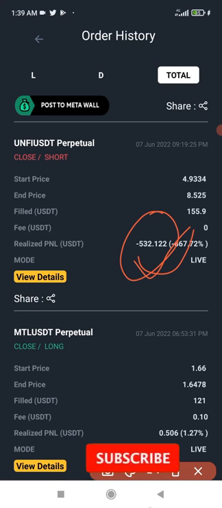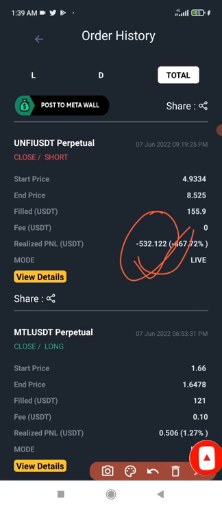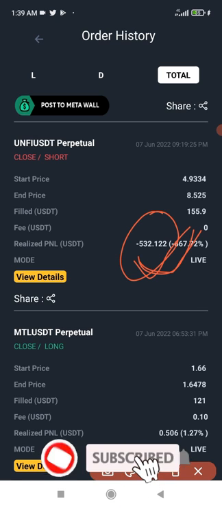We want to make money overnight, we want to become rich overnight. It will not work that way. It won't work that way. This actually blew up my account. I need to add more funds to start trading again.